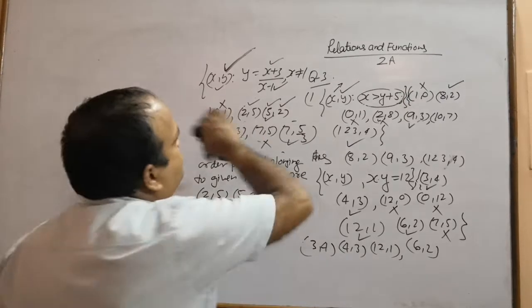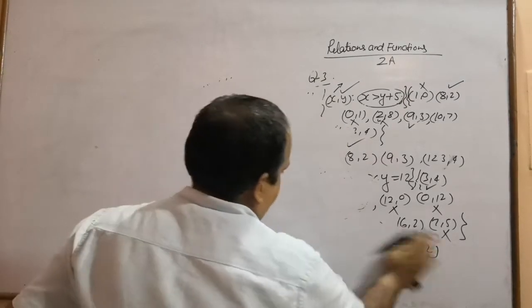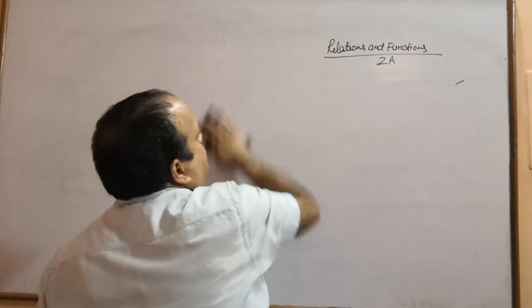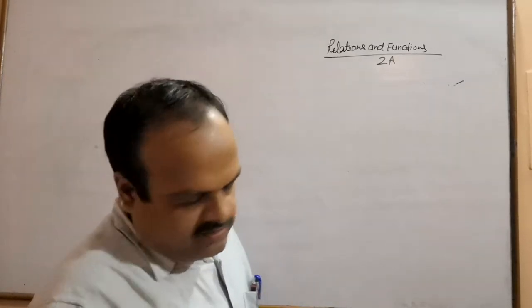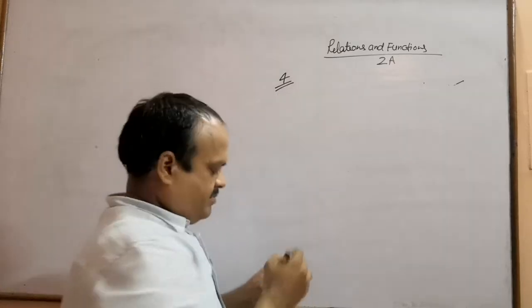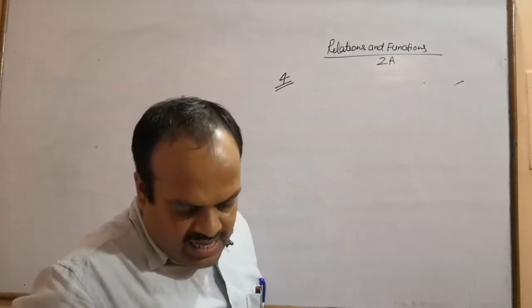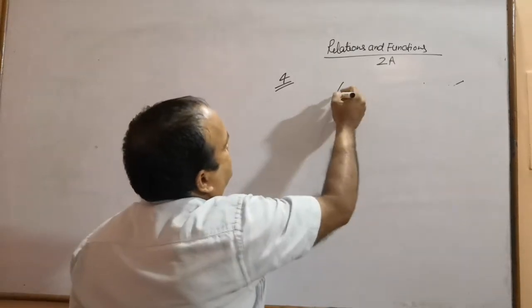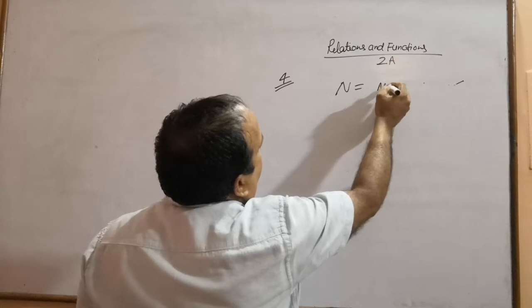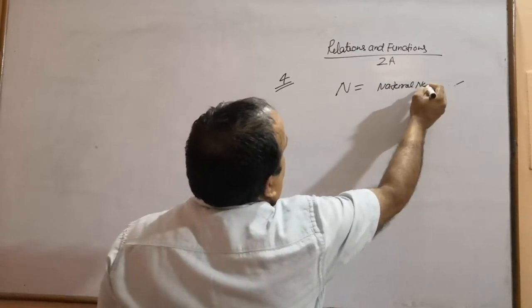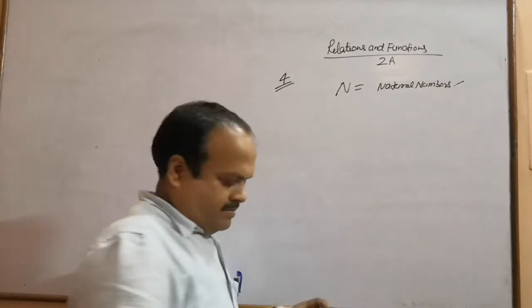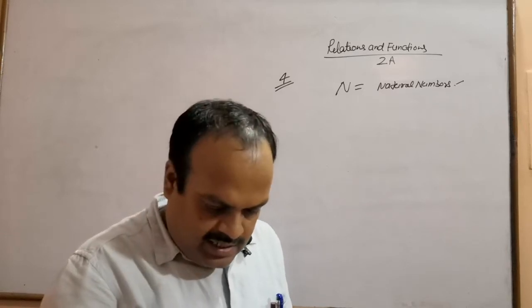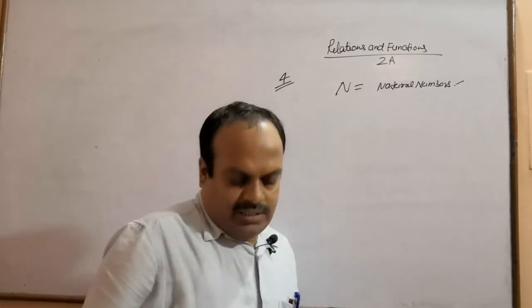Next, question number 4. N be the set of natural numbers. Describe the following relations in words giving their domain and range.